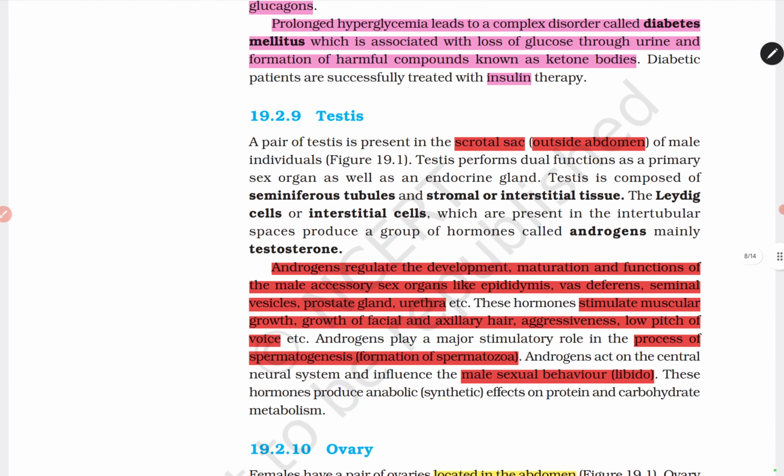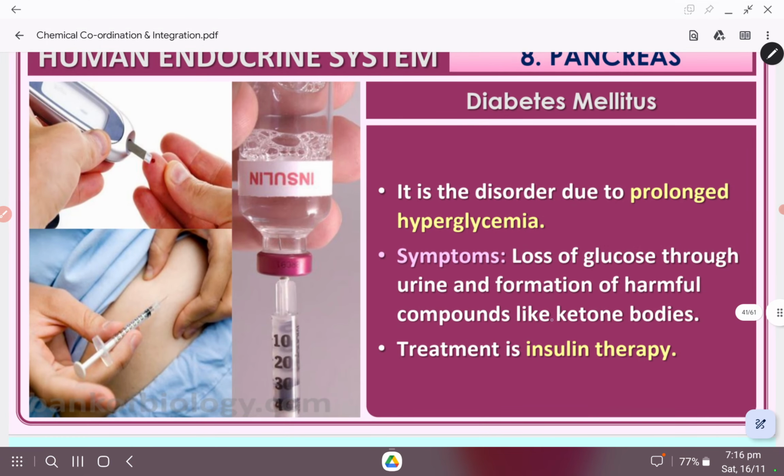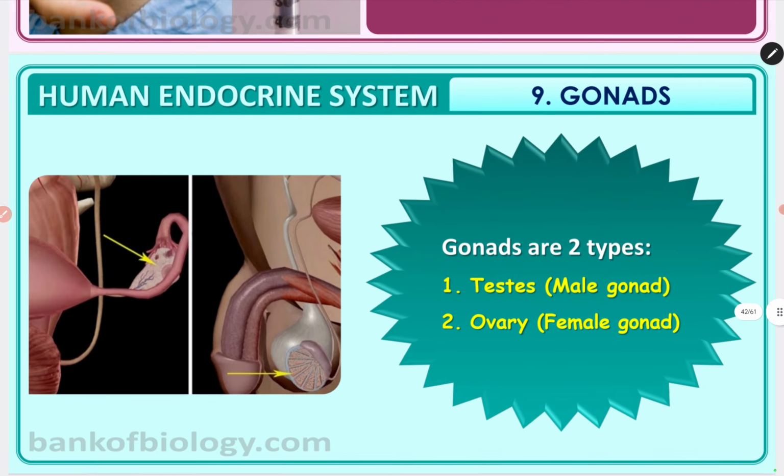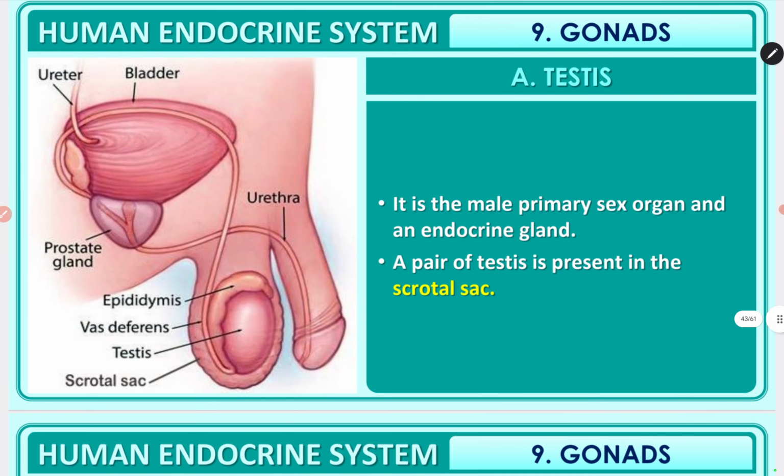Now coming to the gonads, testis and ovary. Let's see the PDF. Gonads. Gonads are two types. Testis, that is male gonad, and ovary, that is female gonad. Coming to testis, it is a male primary sex organ and an endocrine gland. A pair of testes is present in the scrotal sac. Here you can see it is a scrotal sac and a pair of testes are present here.